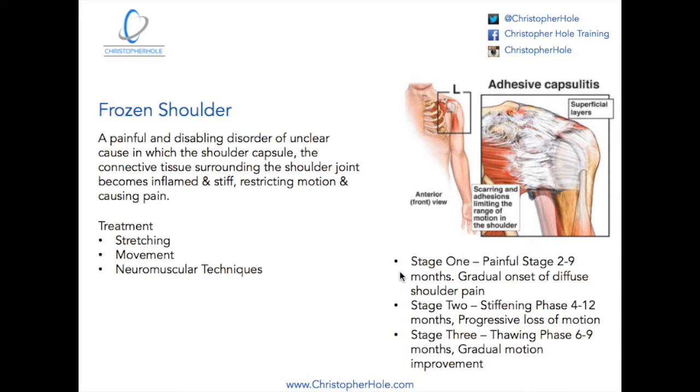Stage 1 is the painful stage, which is 2 to 9 months, which is the gradual onset of diffuse shoulder pain. Then it goes on to a stage 2, which is stiffening phase, which is 4 to 12 months, which is progressive loss of motion. So it's happening sort of over time. And then stage 3 is the thawing phase, which is 6 to 9 months, which is gradual motion improvement, as long as the right sort of rehabilitation is being done.